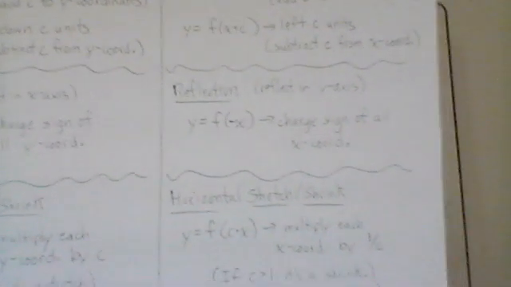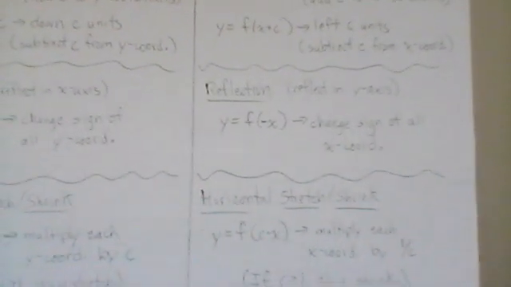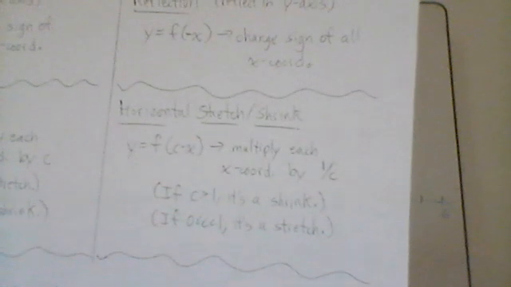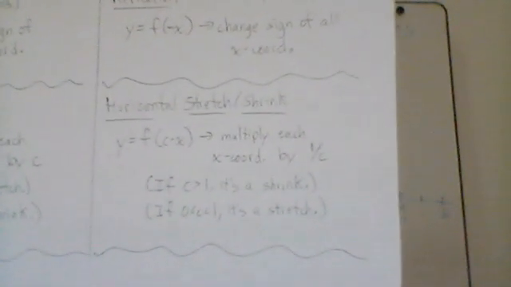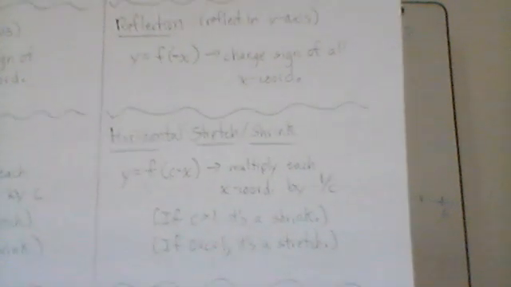If that number c is bigger than 1, it actually shrinks the graph by a factor of 1 over c. And if that number is less than 1, it actually stretches the graph by a factor of 1 over c. Just like with the horizontal shifts left and right, minus actually moves to the right and plus actually moves to the left. Well, with the horizontal stretch or shrink, multiplying by a bigger number actually shrinks it. Multiplying by a smaller number actually stretches it.